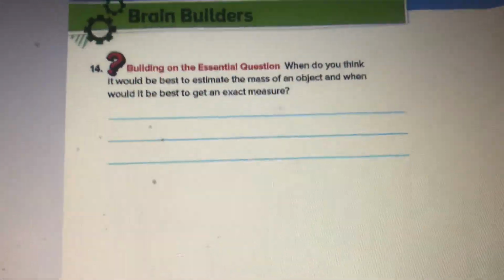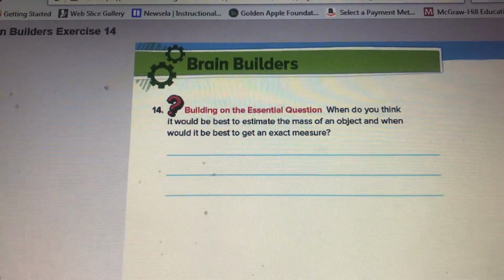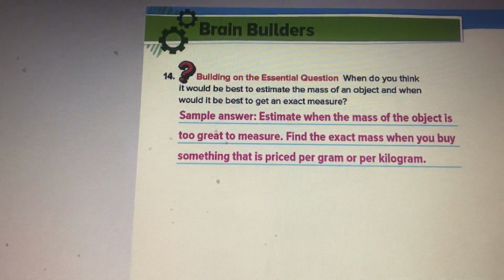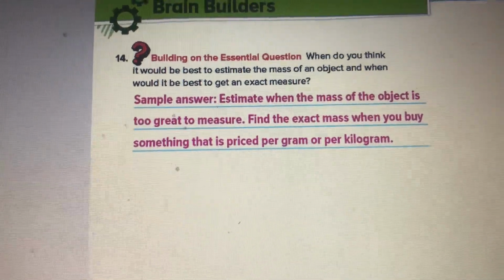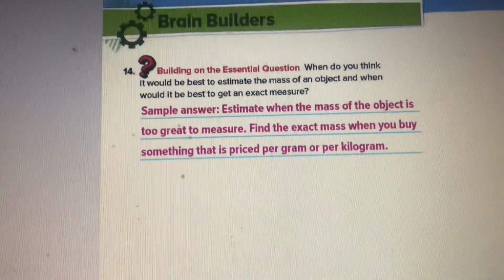And then the last one, when do you think it would be best to estimate the mass of an object, and when would it be best for an exact measure? This is just a sample answer. We estimate when the mass is too great to measure. We find the exact mass when something is priced per gram or per kilogram, okay? Again, you don't have to write all that out.